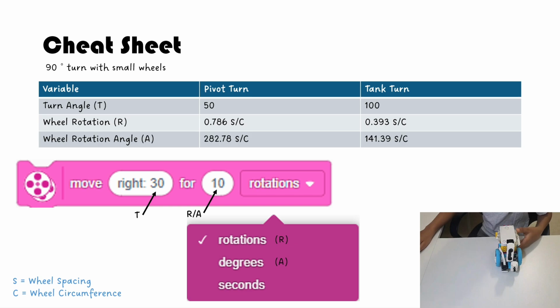The wheel rotation for the pivot turn is 0.786 S by C, and for the tank turn, it is 0.393 S by C. The wheel rotation angle for the pivot turn is 282.78 S by C, and for the tank turn, it is 141.39 S by C. Notice that the values of the pivot turn in R and A are double the values in tank turn. Also, I won't be talking about seconds here because that requires other complicated factors which we are not going to talk about in this video.